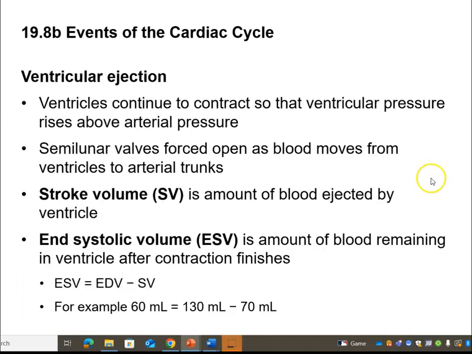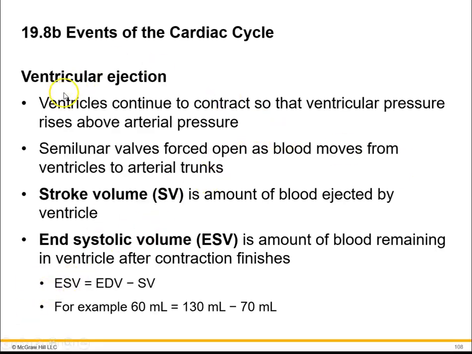Then you enter ventricular ejection. So the ventricles are continuing to contract, and now the pressure inside of the ventricles has increased to the point that it rises above the pressure in the pulmonary trunk and the aorta. So those semilunar valves are forced open and blood is ejected into the arteries.